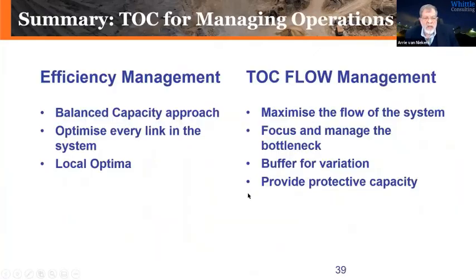So here's the difference. In the world of efficiency management, it's a balanced capacity approach. We want to optimize every link in the system. It's all about local optima. And the TOC flow management is to maximize the flow of the whole. We focus and manage on the bottleneck. We buffer for variation. By the way, in theory of constraints, variation is not the enemy. We embrace it. And then we provide protective capacity. This is the new flow model.